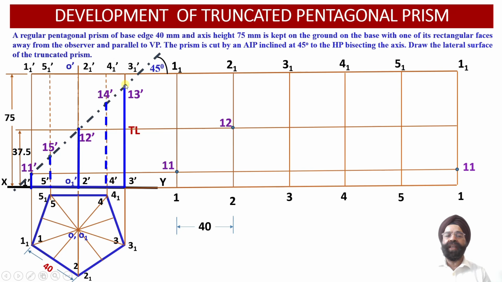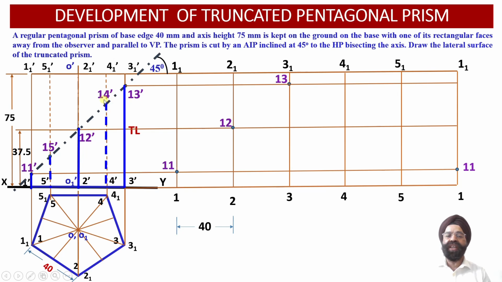Now the next point of intersection is 13 dash. This point 13 dash lies on the vertical edge 3 1 dash and 3 dash over here. From point 13 dash, once we draw a horizontal projector line, let us obtain its point of intersection with the vertical edge 3 1 3 true length in the development projection view. On this vertical line, we are going to find this point of intersection over here. This point of intersection will be point 13.